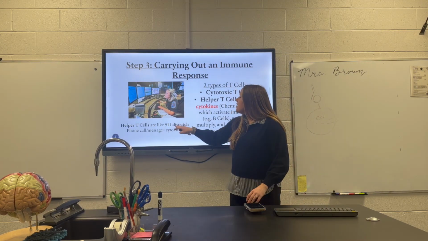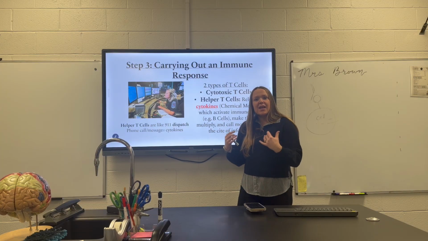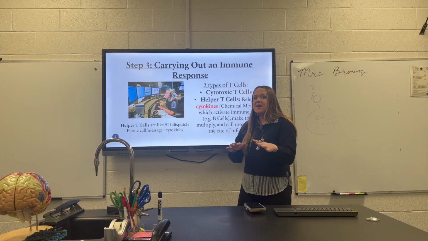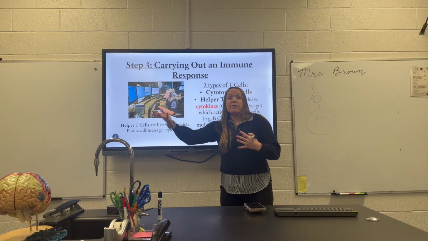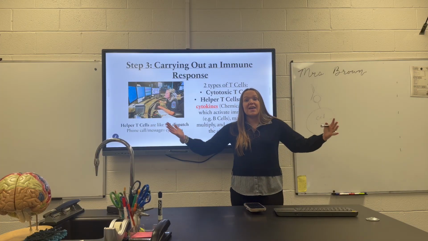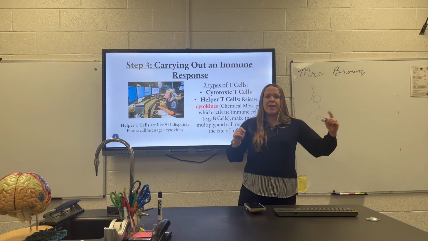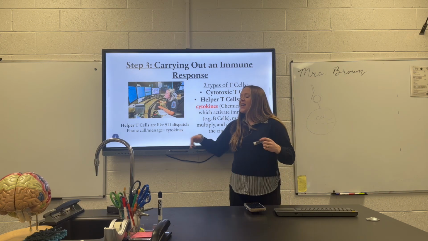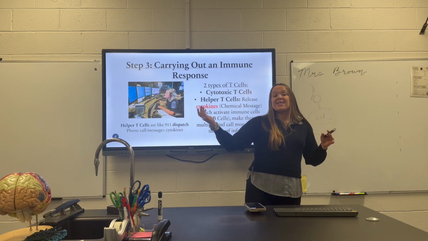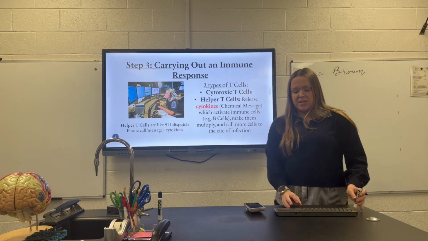So as the 911 dispatcher gets the scene, takes a consensus, then they go and message the fire department or the paramedics or the police, and they get them to the scene. Those calls and messages to the different types of help would be like the cytokines, showing them exactly where they need to go. That's what the helper T cell does.